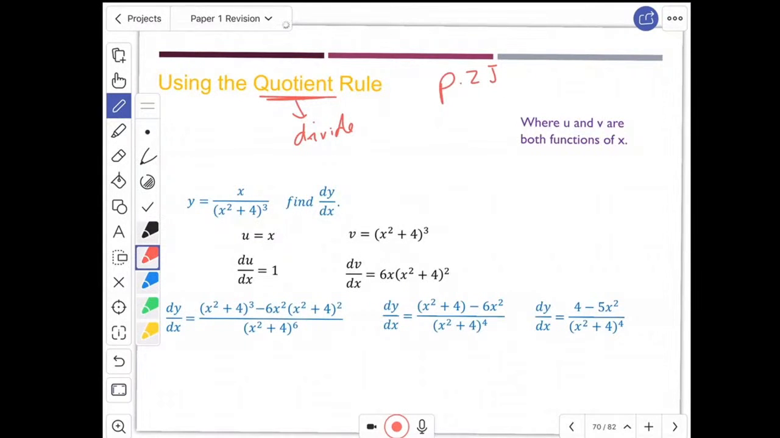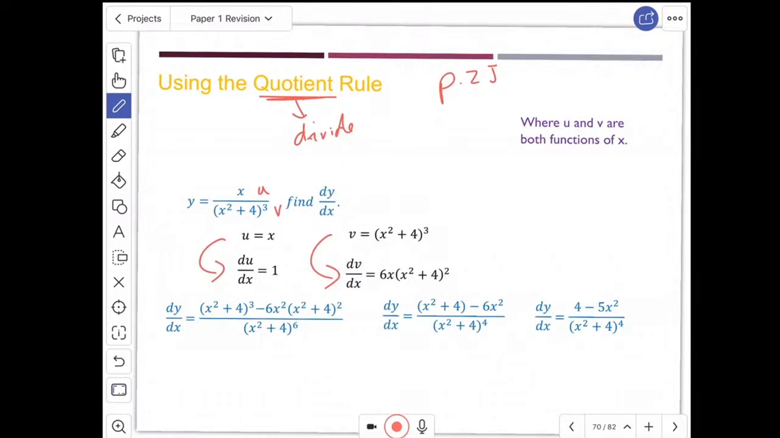So it's basically the same steps as the product rule. You take the thing on the top and you label it as u, and you take the thing on the bottom and you label it as v. You then differentiate both of them, so du dx and dv dx. And then, so just explain where this answer came from.